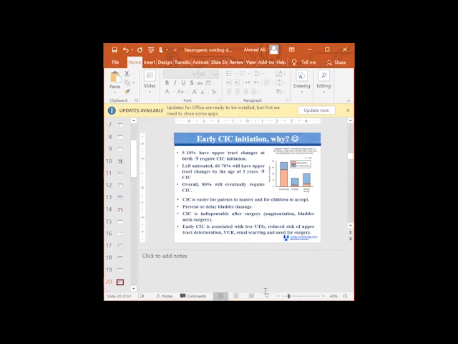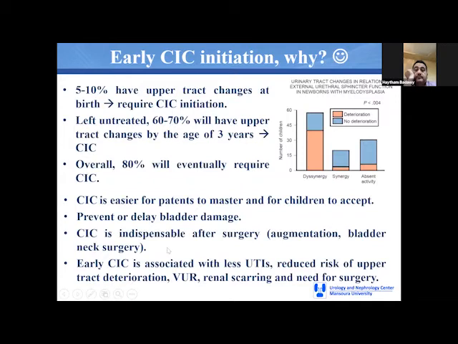Okay, let's focus on the first question. Let's agree that diagnosis of detrusor sphincter dyssynergia based on urodynamics sometimes is very difficult, or you have to use needle electrodes.